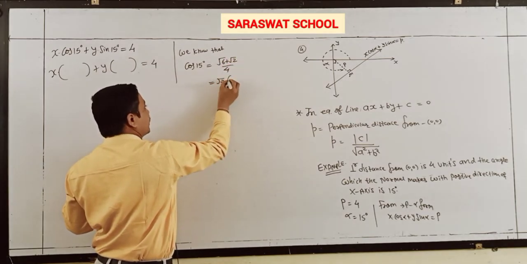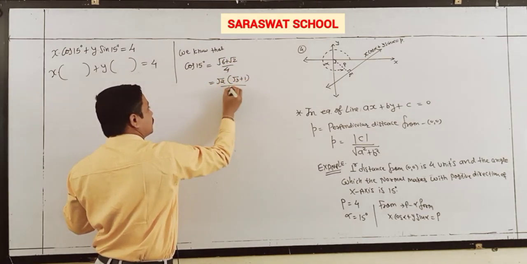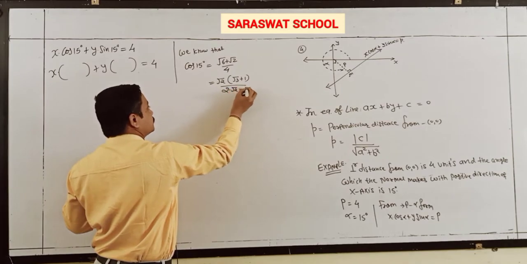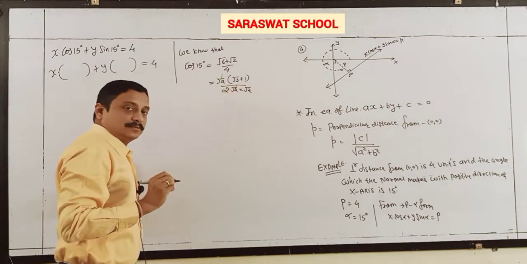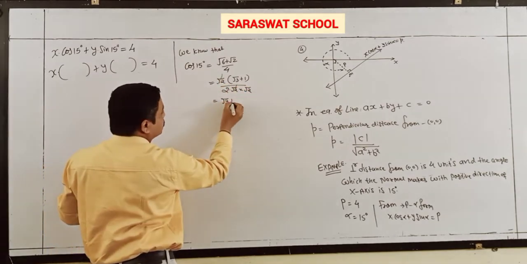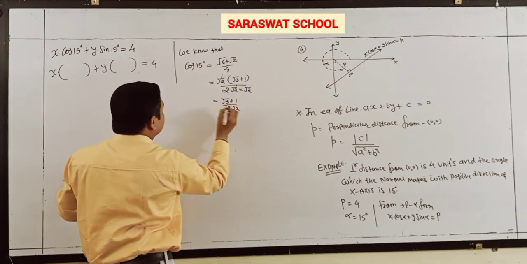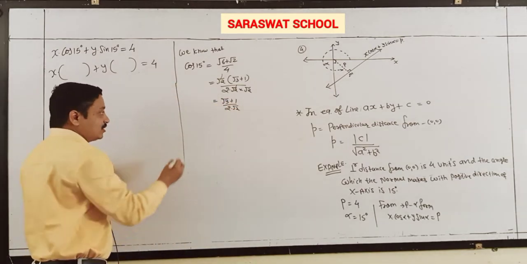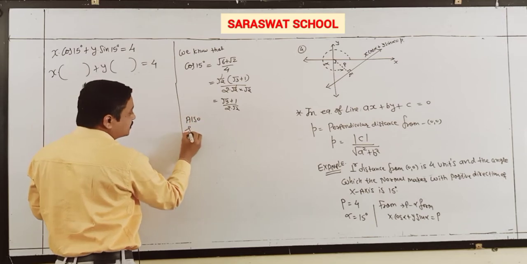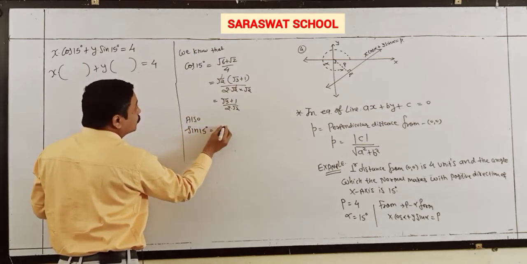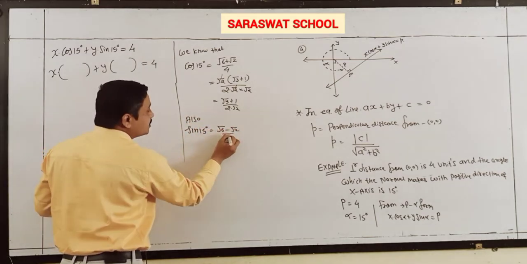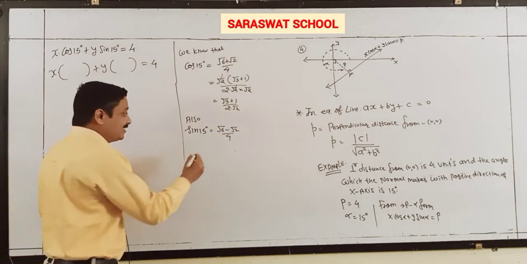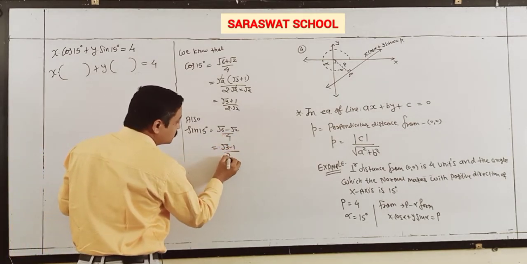Students, take root 2 common. So it is root 3 plus 1 by 2 root 2 into root 2. Root 2, root 2 cancel. It gives root 3 plus 1 by 2 root 2. That's your cos 15. Also the same for sin 15, which is root 6 minus root 2 by 4, already derived in the third chapter. So it is root 3 minus 1 by 2 root 2.